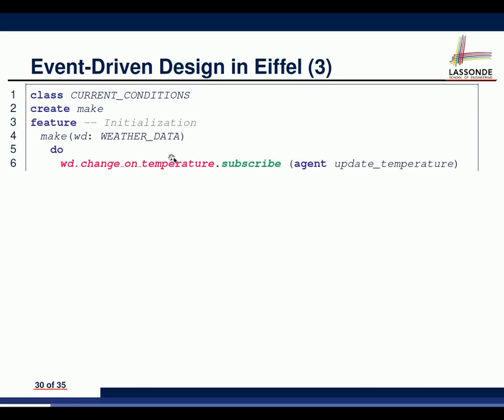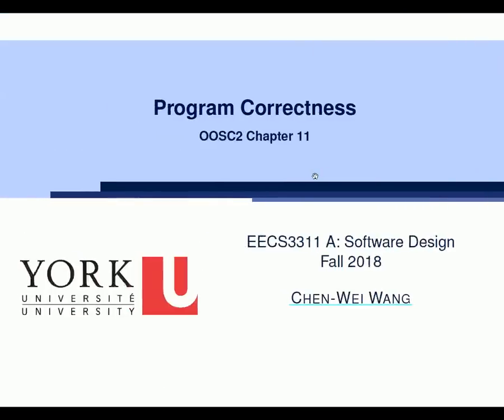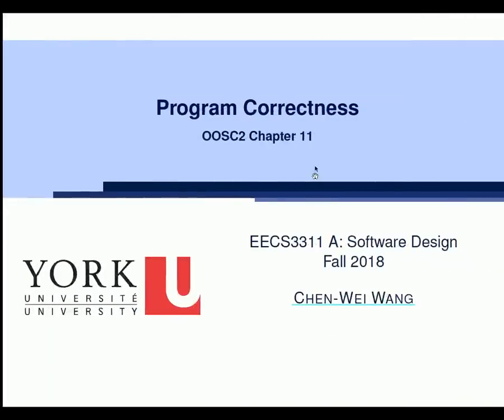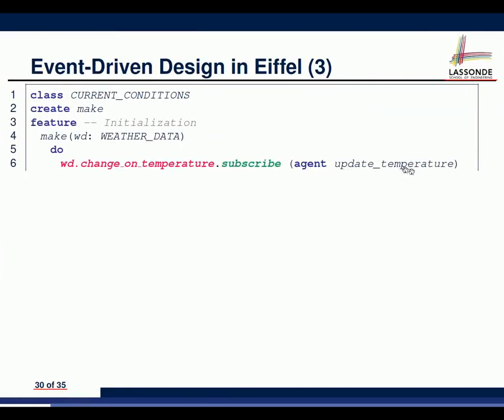Now when you first create a weather data current conditions, what you would do is subscribe to this particular event. So I would say WD, the weather data, dot change on temperature, right? I subscribe to it, but what do I subscribe? I used to have to pass both the current observer and also a pointer to the update operation. But now everything is encapsulated into a procedure. So how do you make a procedure? The way to make a procedure, which is a pointer to function, you just have to say agent update temperature.